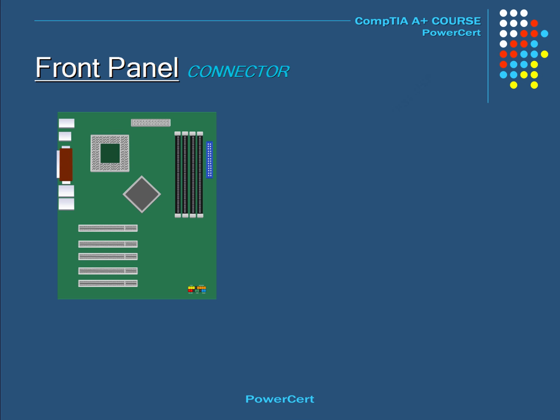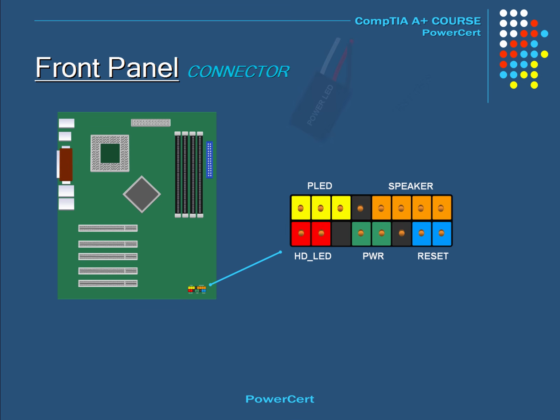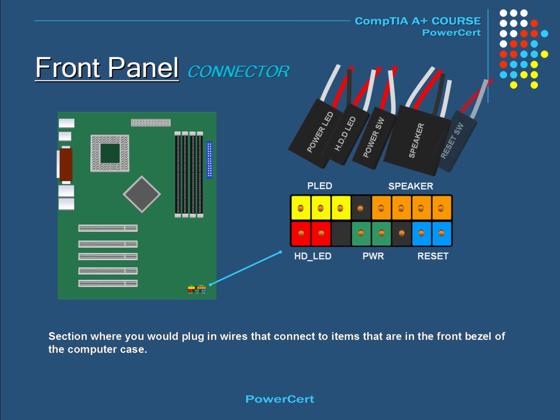Typically located at the bottom right-hand corner of the motherboard, you'll find what's called the front panel connector. And this is where you would plug in wires that connect to items that are in the front bezel of the computer case. So for example, there is the power button connector, and this turns the computer on or off. There's also the power LED, which indicates when the computer is on or off or in standby mode.